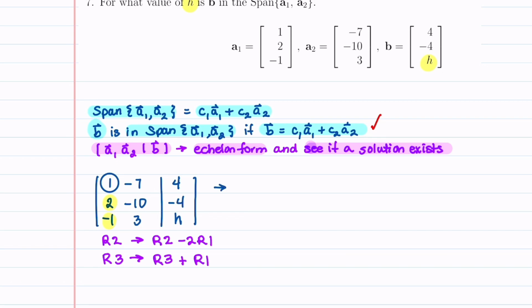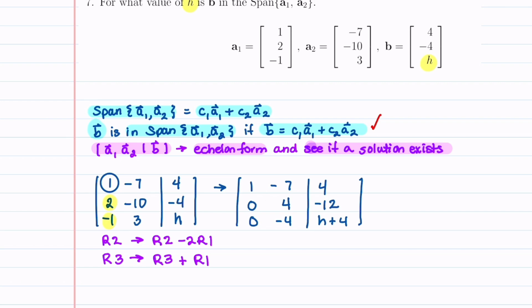Let's do this. Our first row is going to stay the same, so we can just copy that down. Now let's change our second row. We're going to take minus 2 times our first row and add it to our second row. So we get a 0. We get a 14 minus 10, which gives us a 4. And then we get a minus 8 minus 4, which gives us a minus 12. For our bottom row, we're just going to take row 1 and add it to row 3. So we get a 0. We pick up a minus 4, and then we get an h plus 4.